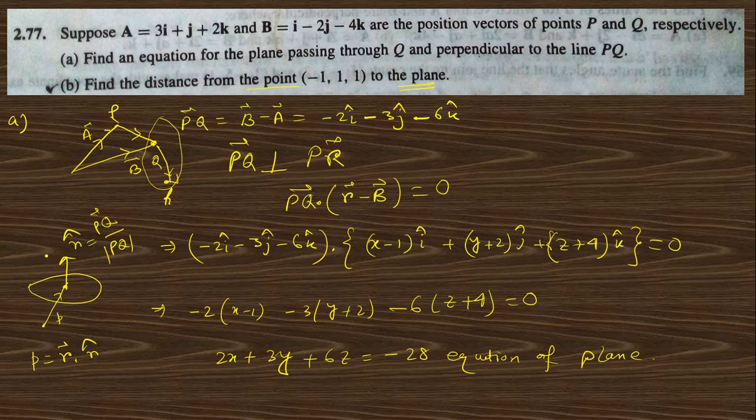This r vector can be taken as this is the Q point. If you take this Q point and this is the origin, the r vector is nothing but the b vector dot n cap. N cap is nothing but PQ vector by PQ mod. Okay, so just do the dot product. So we get p is nothing but b vector dot PQ vector by PQ vector mod.